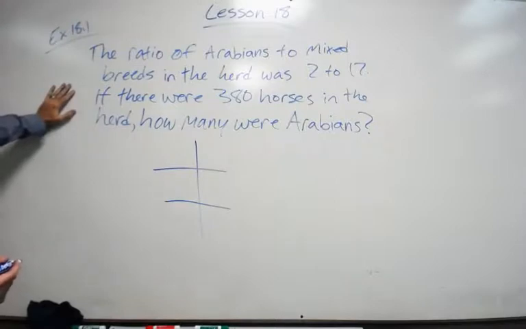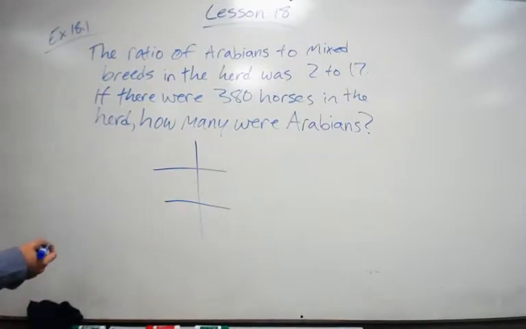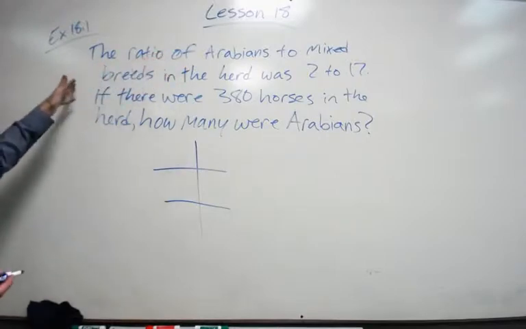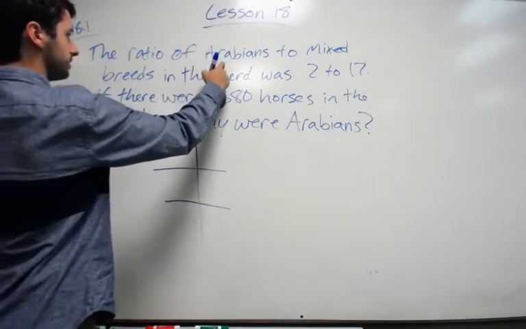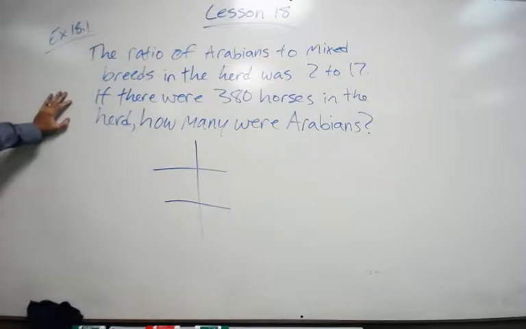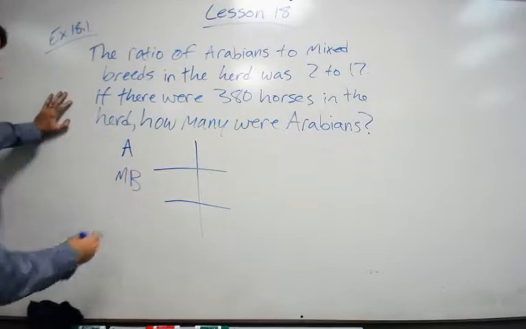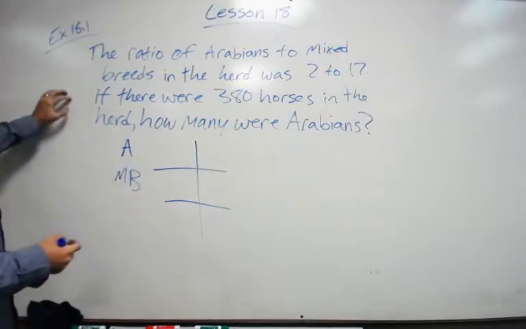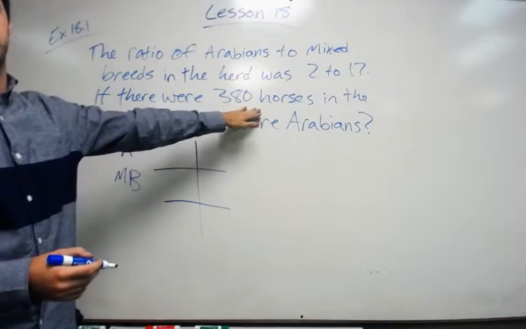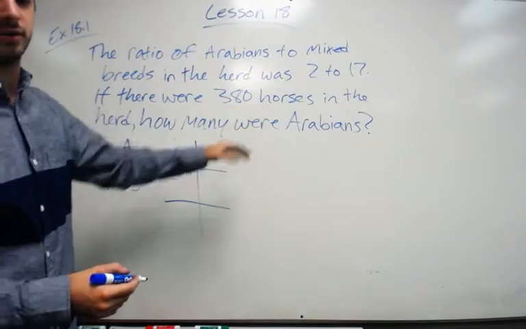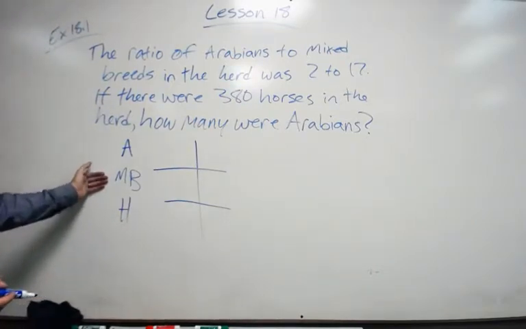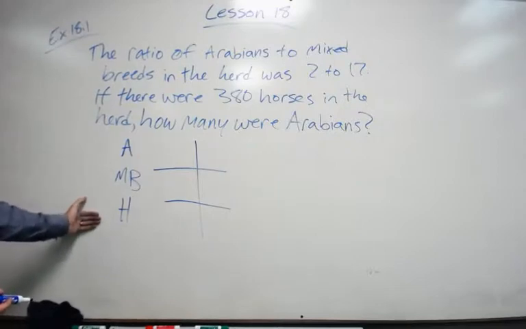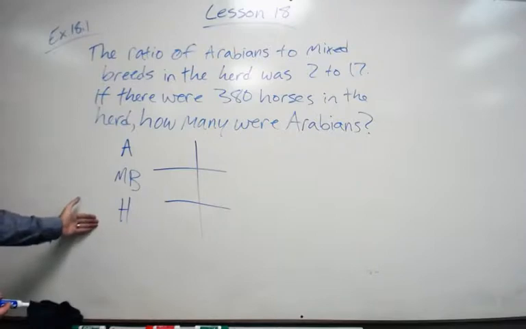Now with the ratio box, we want to figure out our three categories, because three categories were just given. In this example, it says the ratio of Arabians to mixed breeds. Forget the numbers right now. Arabians is one category. Mixed breeds is another category. If there were 380 horses, horses is our third category, and horses is actually the total. Arabians is a type of horse, and then you have all the other breeds, so horses is referring to our total. So those are our three categories.